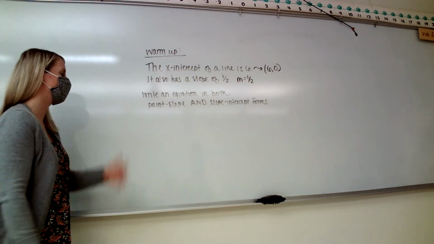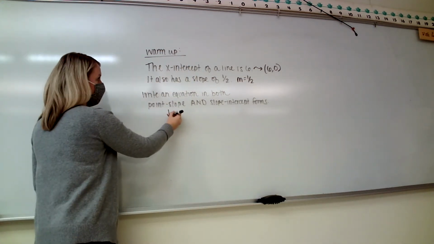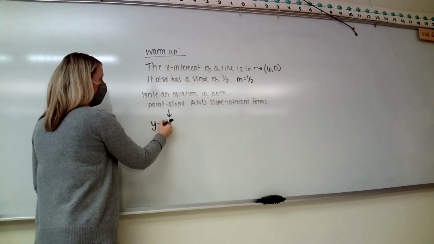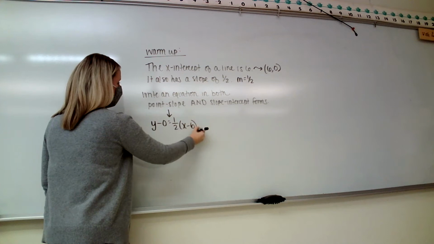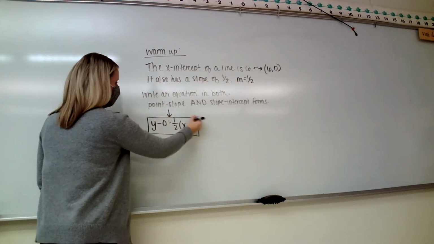Okay, so point slope is going to be pretty easy. Point slope, I have a coefficient of slope. y minus 0 equals 1/2 (x minus 6). That was pretty easy, or not too bad.